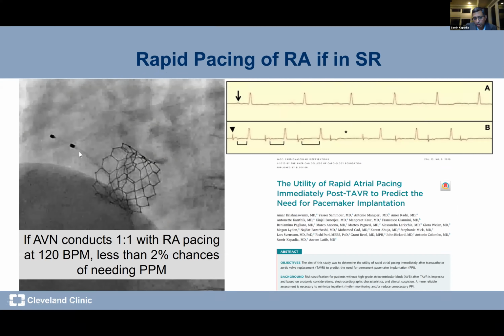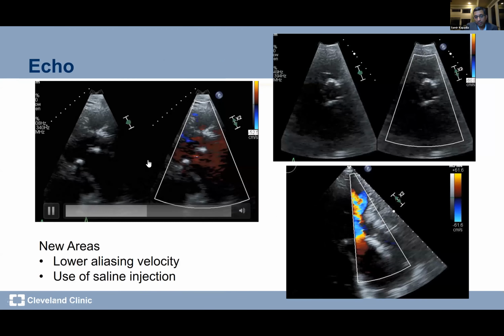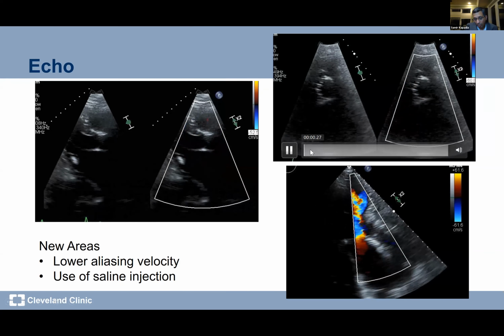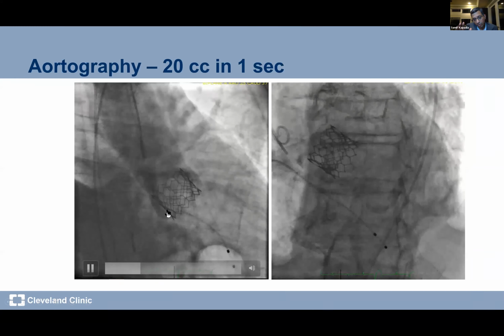At the end of the procedure, we just pace the right atrium. If we can go to 120 beats, we can make an assumption that the HV conduction is good; if we cannot, we cannot. But if we can pace the right atrium at 120 beats, then we know that the HV can conduct at 120 beats, so we can discharge the patient with the balloon expandable valve. And we also check very carefully whether there is AR or not. Echo is very important, but aortogram is crucial.